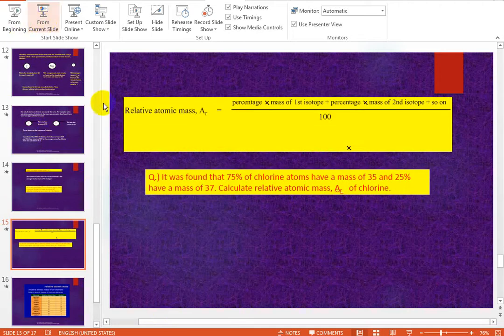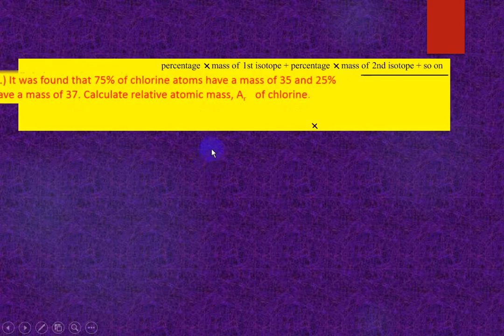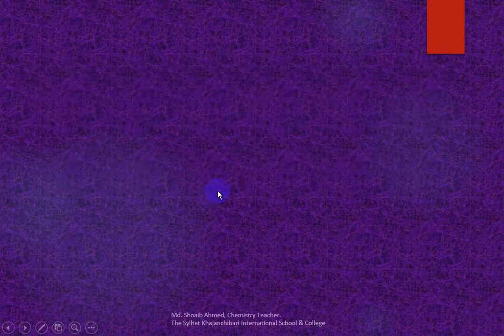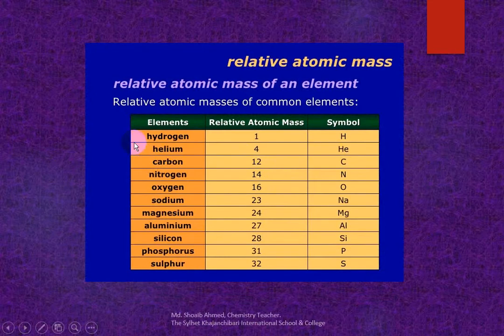We have just solved this problem. Now we are going to see the relative atomic masses of some elements. Hydrogen 1, helium 4, carbon 12, nitrogen 14, oxygen 16, sodium 23, magnesium 24, aluminium 27, silicon 28, phosphorus 31, sulfur 32.